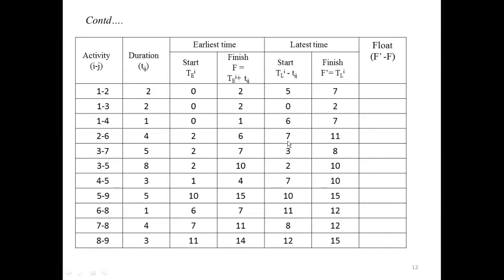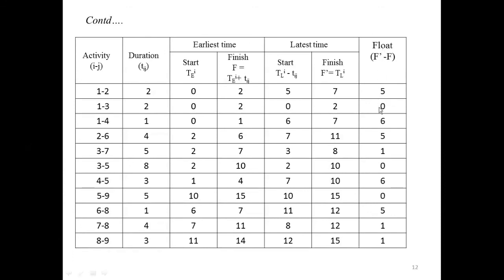After writing these values, you need to calculate the float. That is the difference between the latest finish time, that is F dash, minus the earliest finish time. That is 7 minus 2, you get 5. 2 minus 2, you get 0. 7 minus 1, will get 6. 11 minus 6, will get 5. Similarly for other activities.